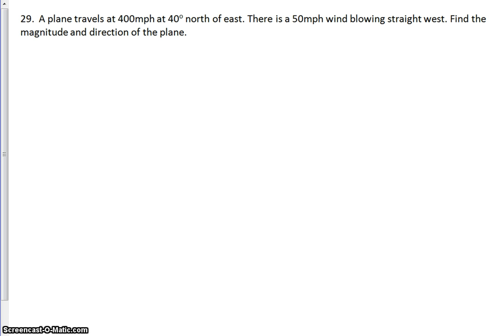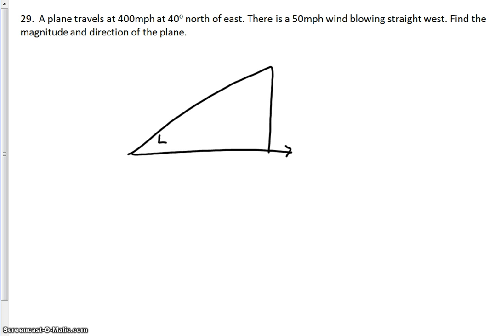A plane travels at 400 miles an hour at 40 degrees north of east. So we have to figure out, okay, if I was going in the east direction, north of east would be there. Okay, so there's my right triangle. So I'm 40 degrees north of east, and a plane is traveling 400 miles per hour. There is a 50 mile per hour wind going west. Find the magnitude and the direction of the plane.